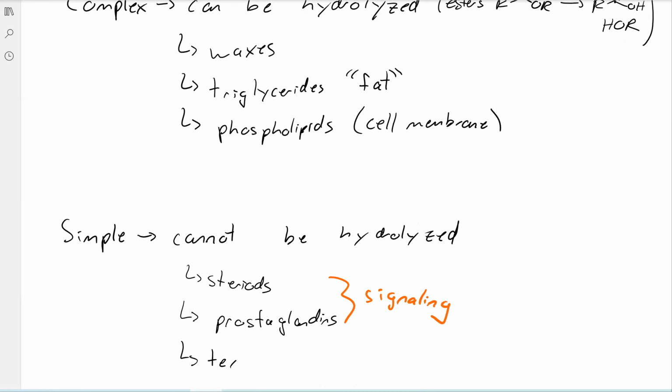And then finally, terpenes, which are more commonly found in plants. So for example, when we did the GC lab, we did GC with pinene, different types of pinene, and that's a terpene found in obviously pine trees. So we'll take a look at all of these in more detail coming up.